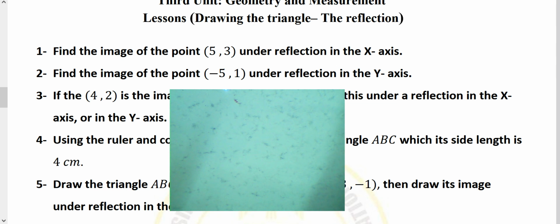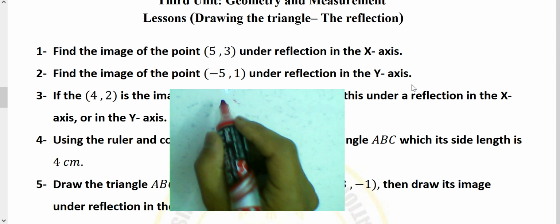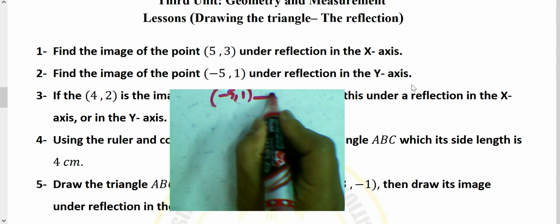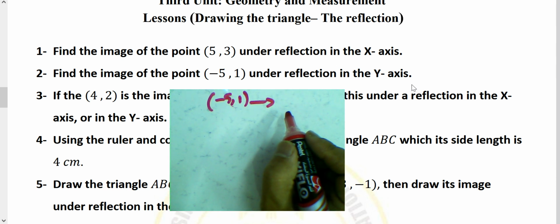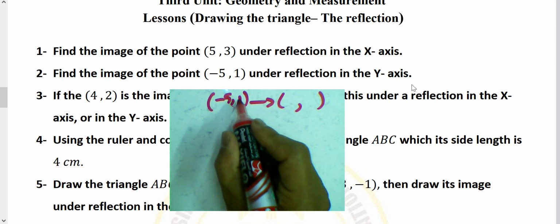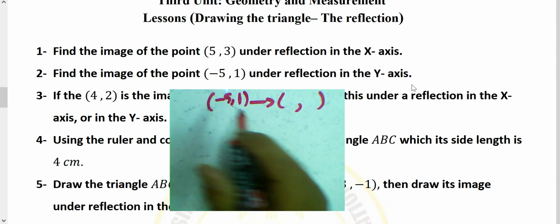Next question. Number 2. Find the image of the point (-5, 1) under reflection in the y-axis. Reflection in the y-axis: keep y and change the sign of x.